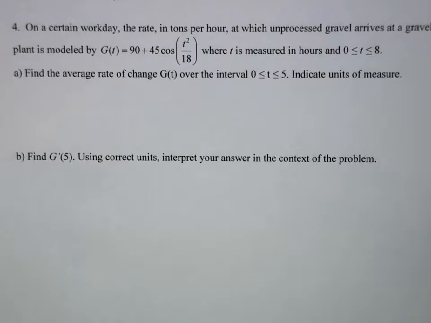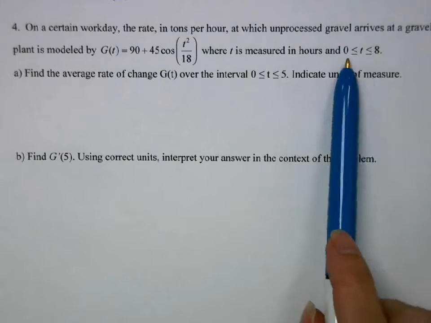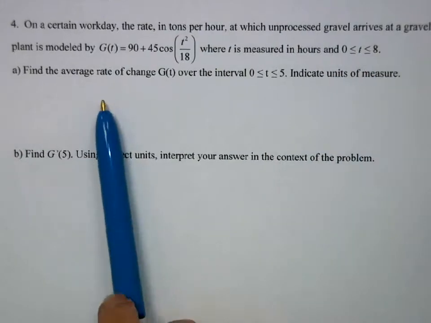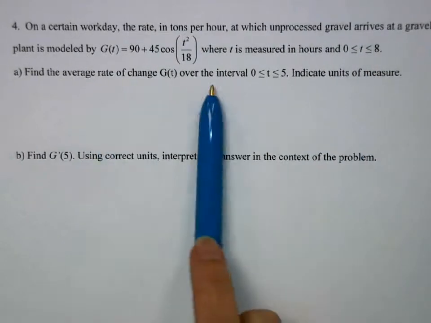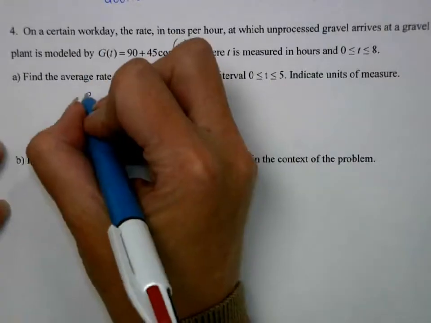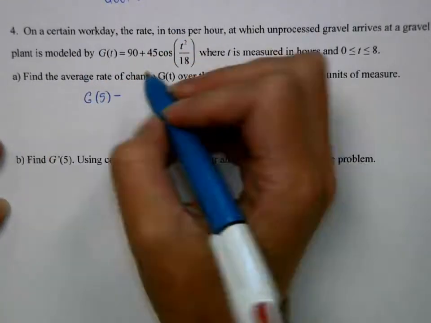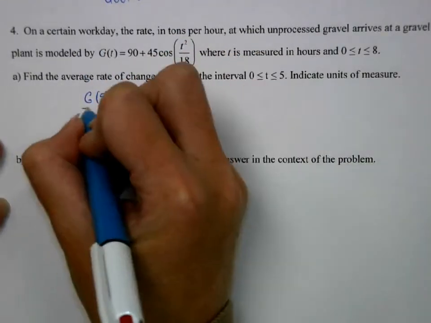Okay. This next one is from an actual AP problem. So on a certain workday, the rate in tons per hour at which unprocessed gravel arrives at a gravel processing plant is modeled by this equation here, where t is measured in hours from 0 to 8. Find the average rate of change from 0 to 5. So that's going to be g of 5 minus g of 0 over 5 minus 0.